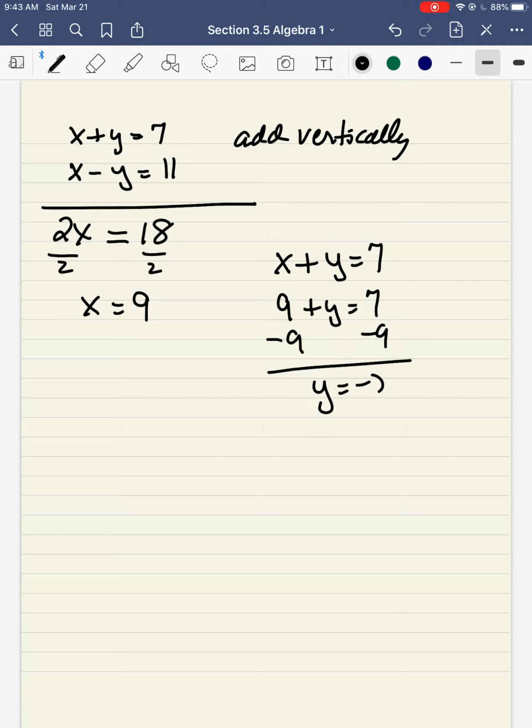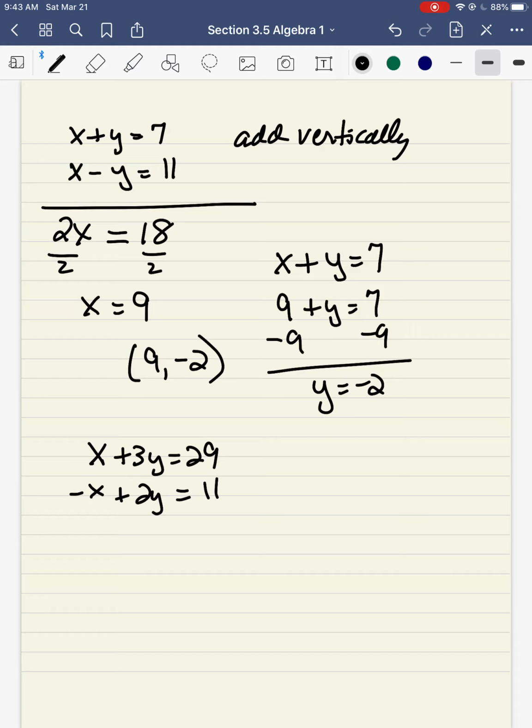Let's try another one. x plus 3y equals 29, and minus x plus 2y equals 11. Again, my x's this time are opposite in sign and the same coefficient. So when I add x, take away x, the x's drop out. 3 plus 2 on the y's is 5y. 29 and 11 is going to be 40. Divide by 5, y equals 8.